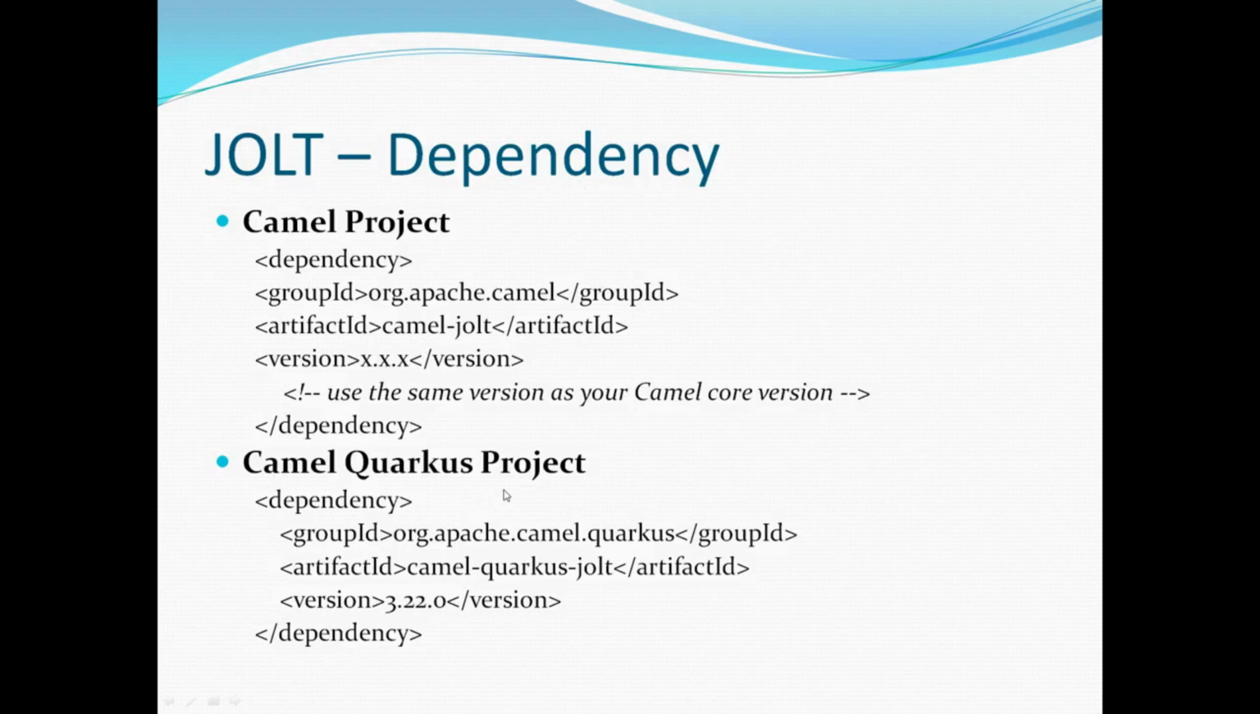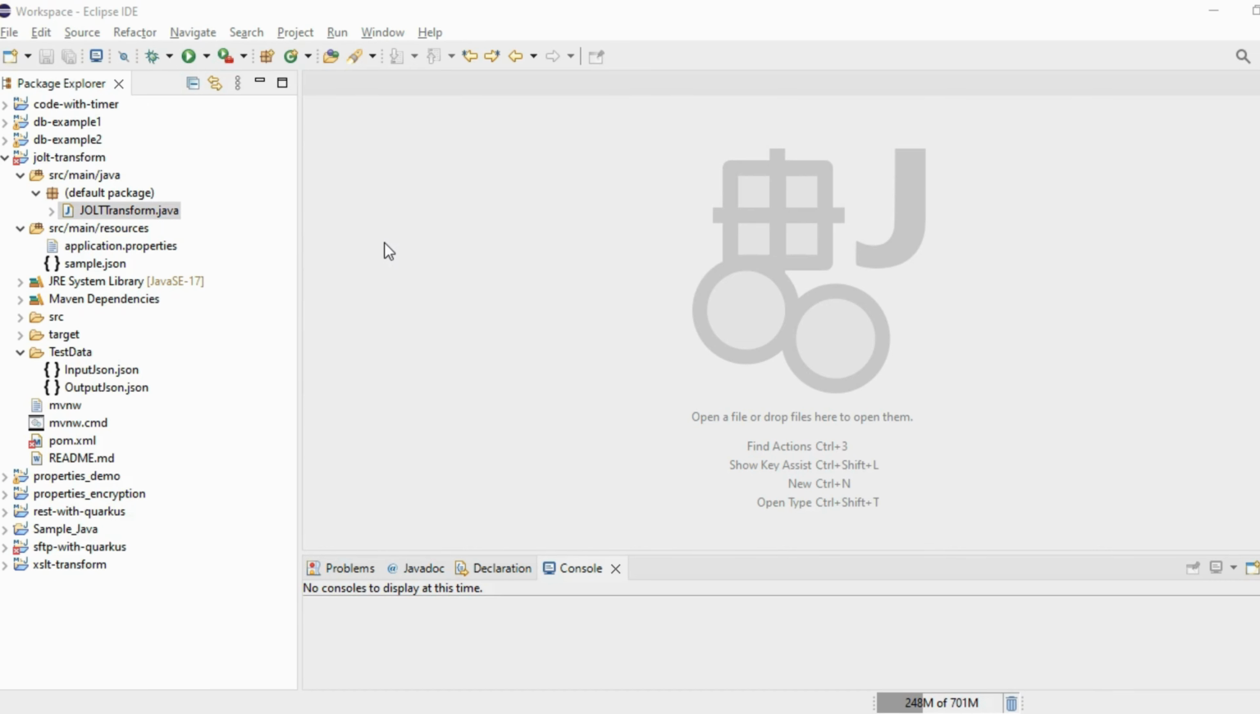Let's see the demo. In this video, we are going to see another transformation, which is JSON to JSON, which can be done using this JOLT component. There is a component called JOLT. So we can use that component to transform one JSON input to another JSON output.